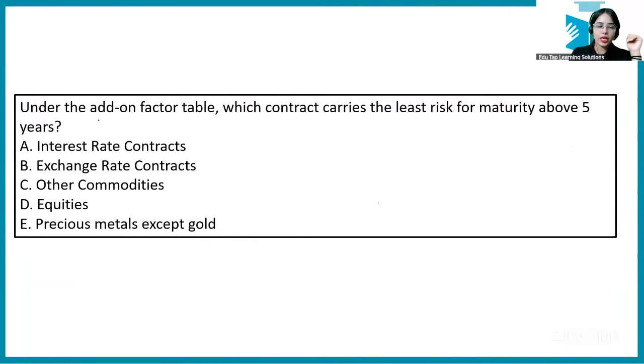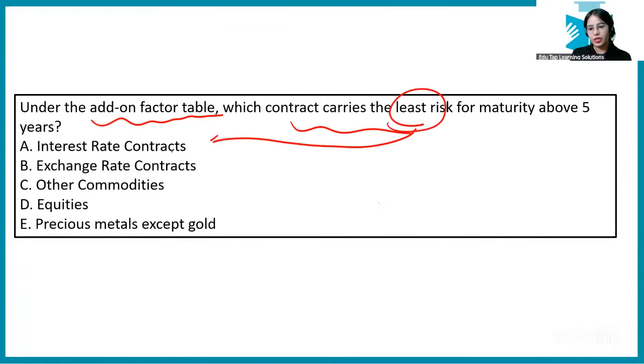Now, under the add-on factor table, which contract carries the least risk for maturity above 5 years? The least risk is for the interest rate contracts, because the interest rate somehow is dependent on the RBI, the monetary authorities. So these are the least risky.